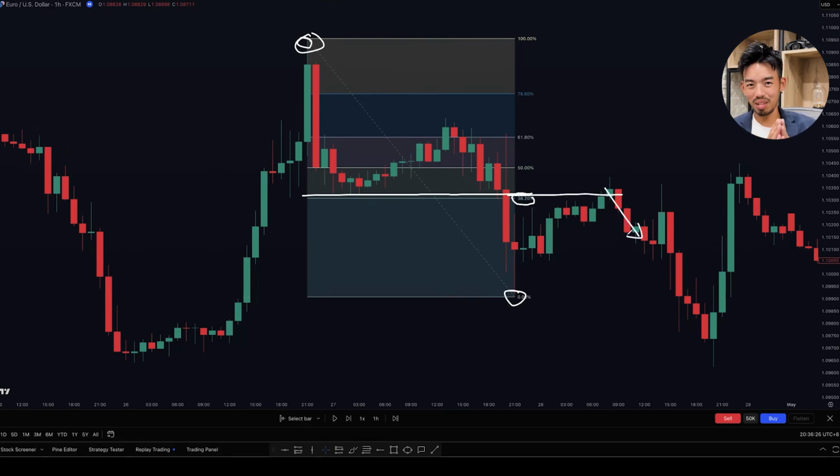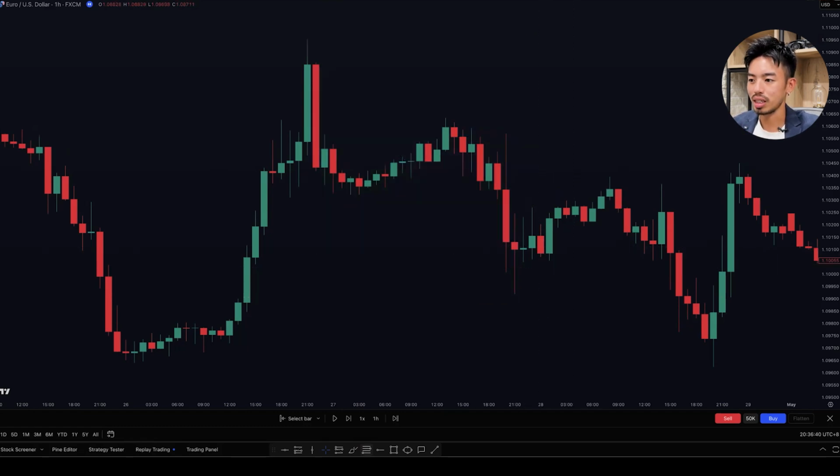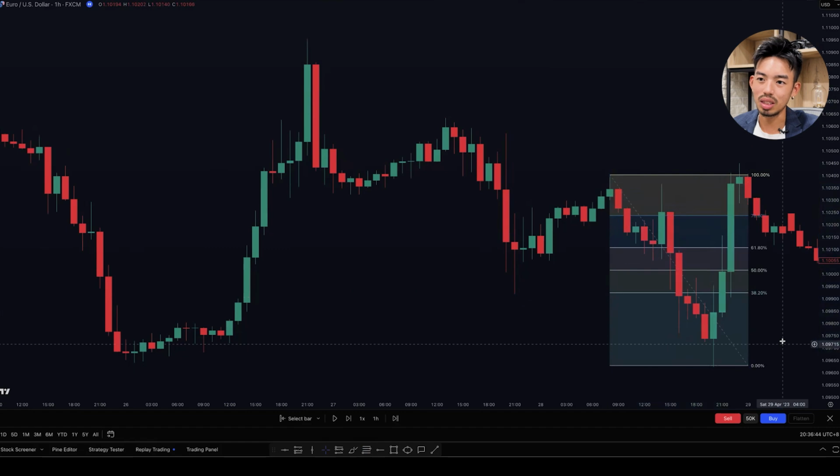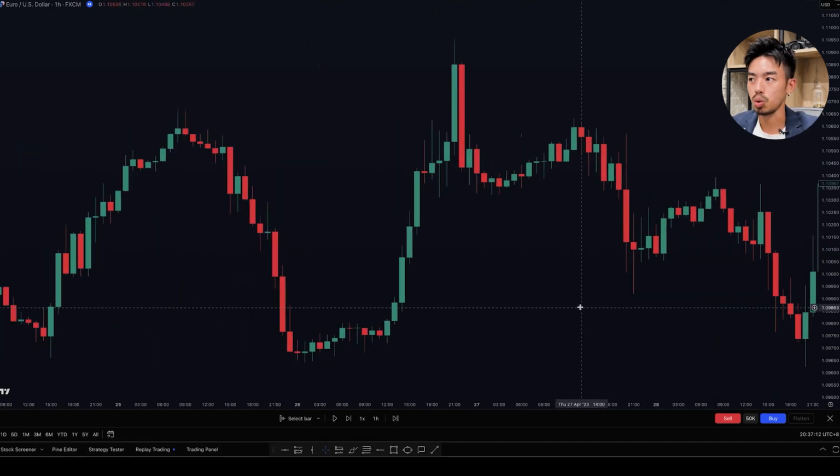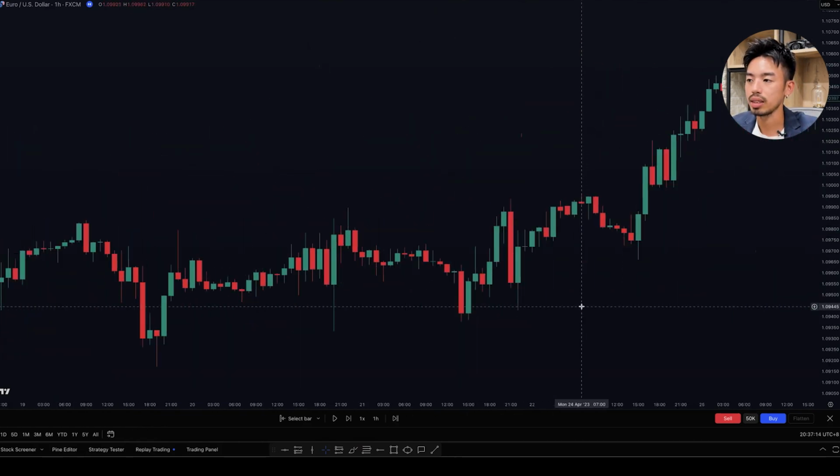However, it's not as simple as that, because there will be a lot of times where it actually does not work. One main example would be this one here. If I put your attention to this area here, you would see that any level that is here gets completely destroyed by this move towards the upside. And this example would work on both the buys and the sells.